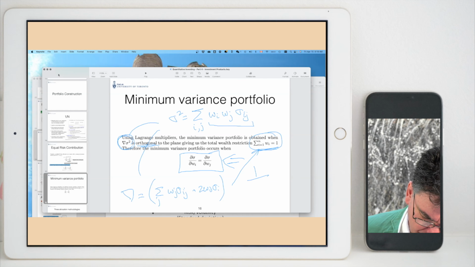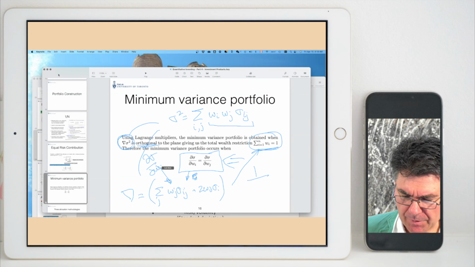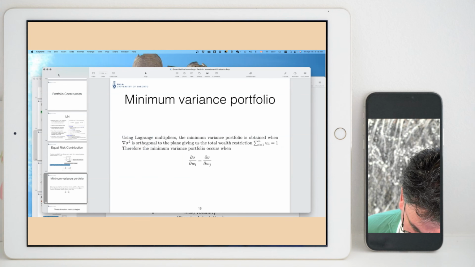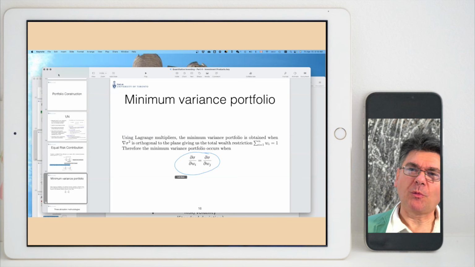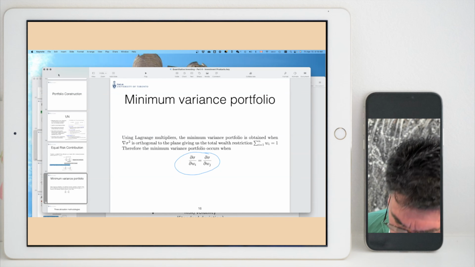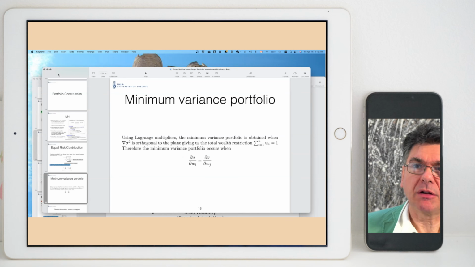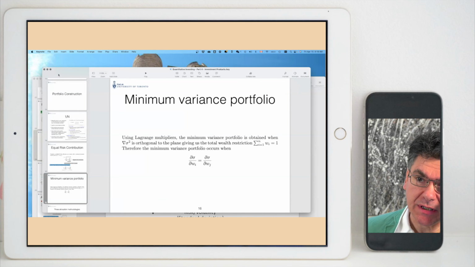Because each of these components is the partial derivative of sigma with respect to tau. Okay, that's how you get this expression here. So we are done. We just finished deriving the three allocation methodologies which are common today in the 21st century.